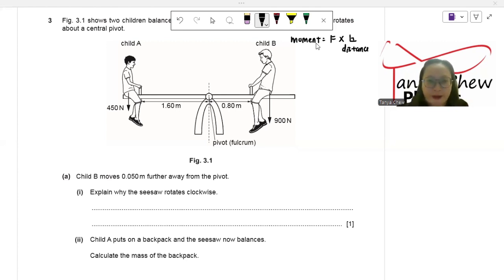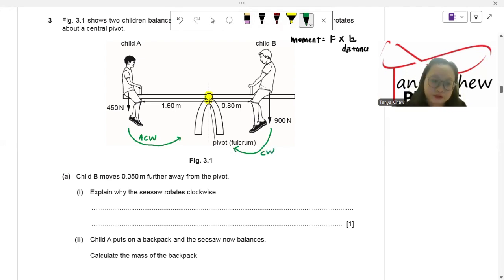Look at child A and identify your pivot first. My pivot is here. The weight of child A is going downwards. While going down, it will be turning about its pivot, so it has to turn in this direction, and this direction is called anti-clockwise. Whereas child B, look at the weight of child B, which is 900 Newton, is going downwards. While going downwards, it will be turning towards the pivot. This is called clockwise direction.